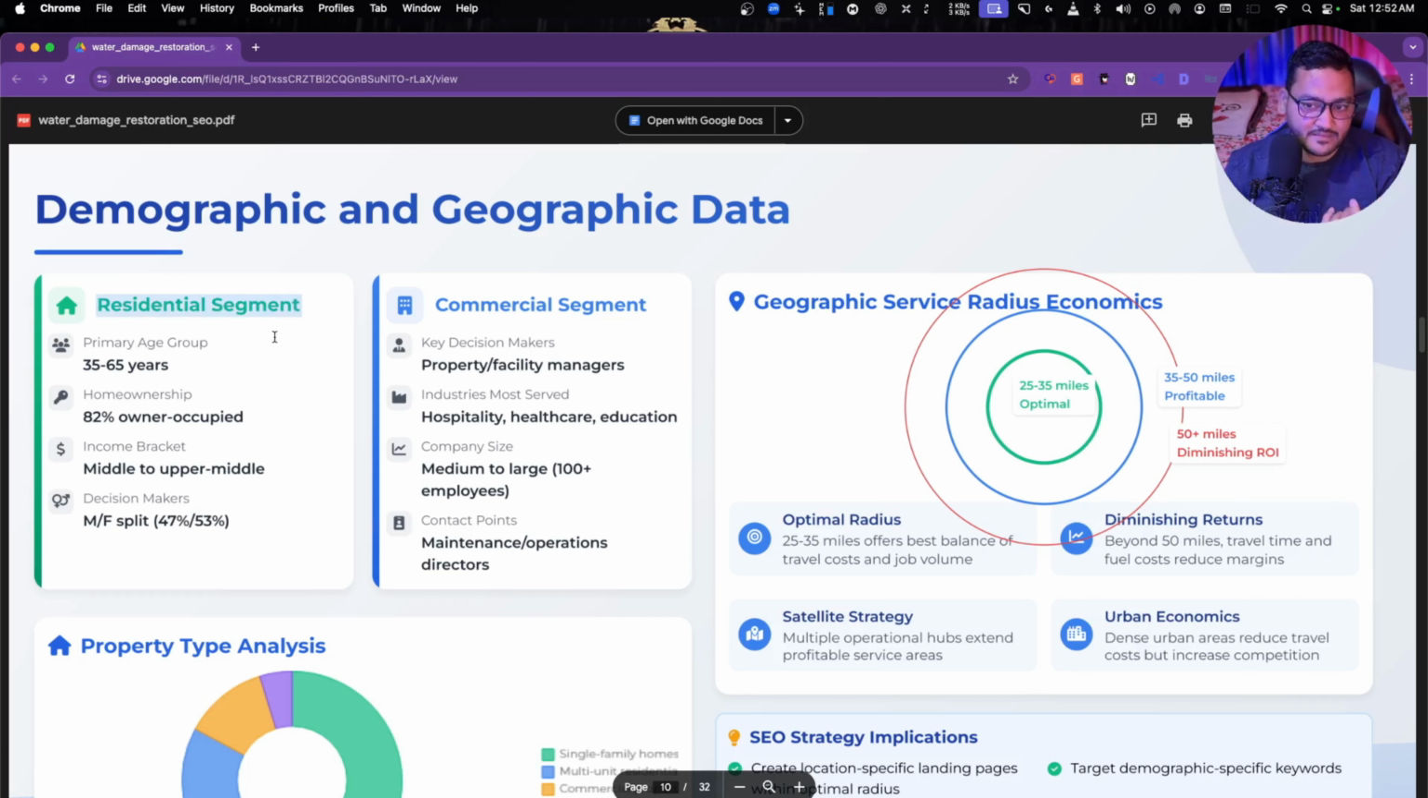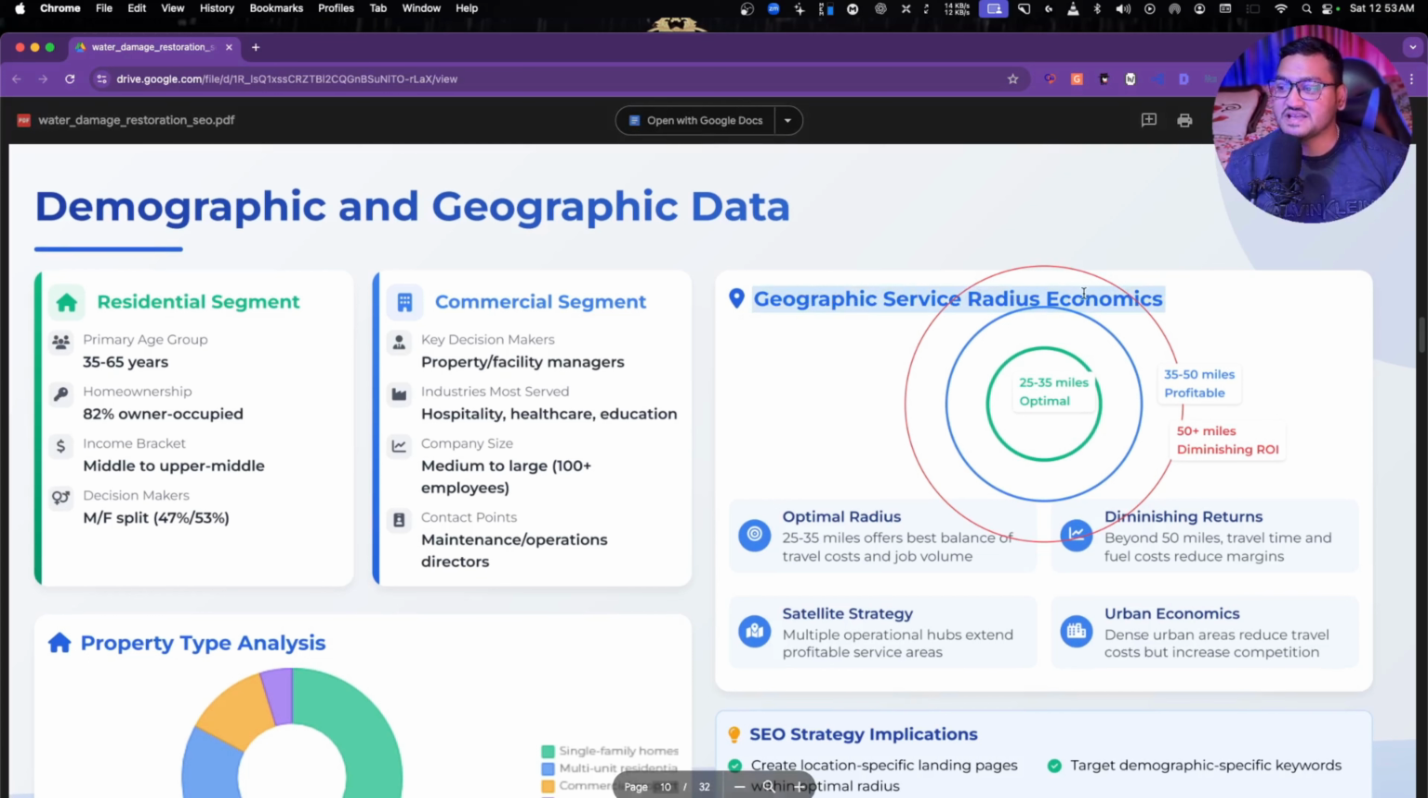The residential segment, the basic age group on home ownership, like 82% owner-occupied, income bracket middle to upper middle, and you can see here the decision maker male-female split ratio. In the commercial segment, we can see here you can target healthcare, education, cafes, restaurants, hotels. It could be anything which fits under your own services.